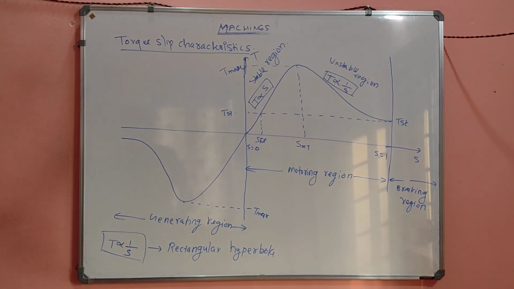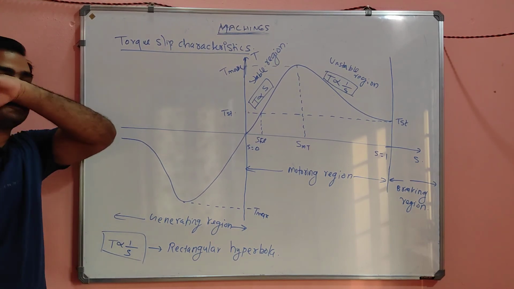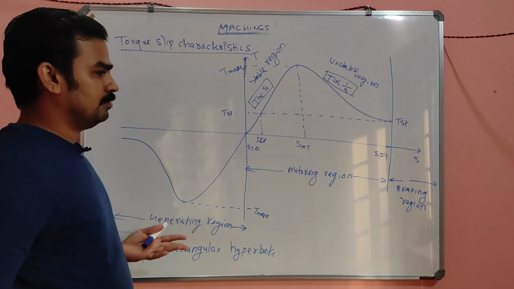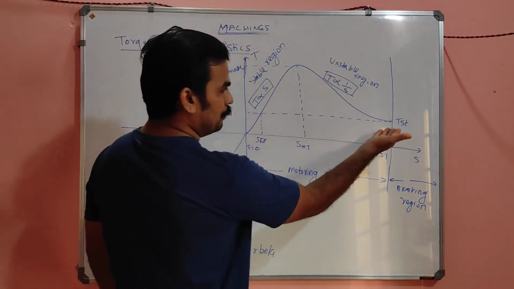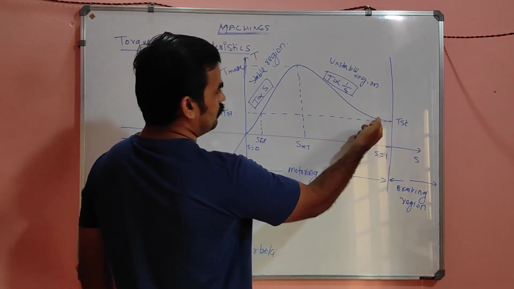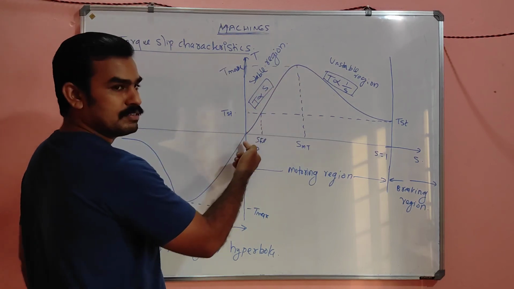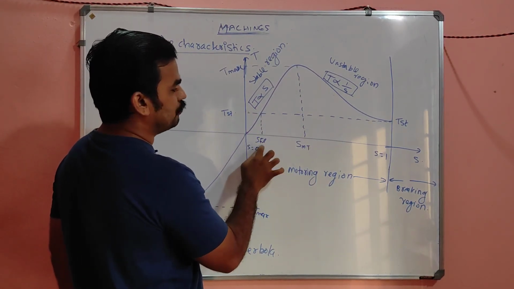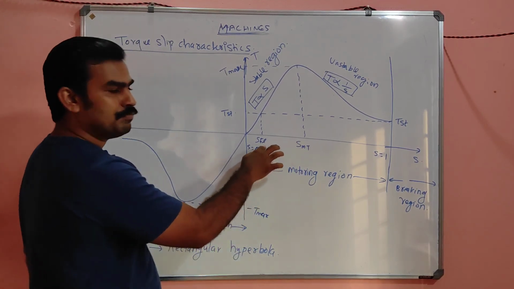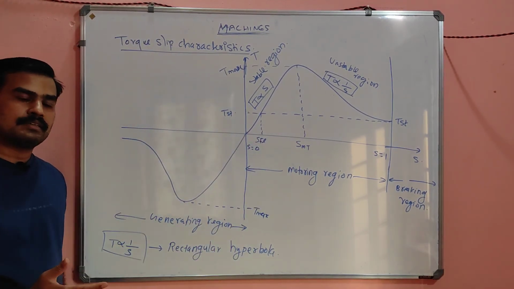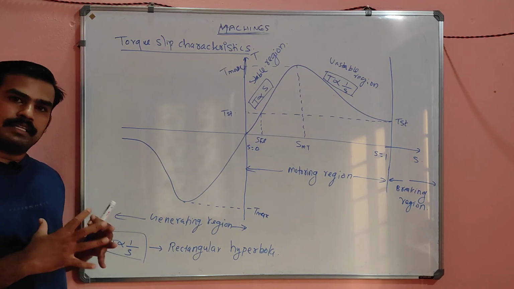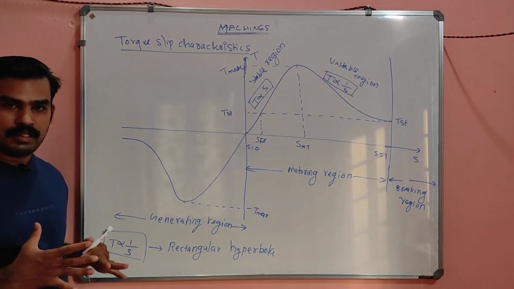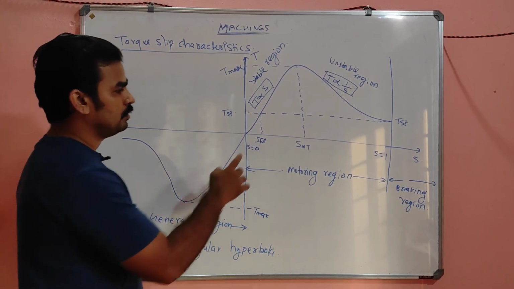Just draw, my dears, just draw the figure. Torque slip characteristics. See, this is not a new thing. You know the torque slip characteristic: it will increase and then decrease, right? You know this starting torque and maximum torque, right? Full load torque, right? Not maximum torque, it is the full load torque. Full load torque means when the machine attains its rated speed, that is the full load condition.